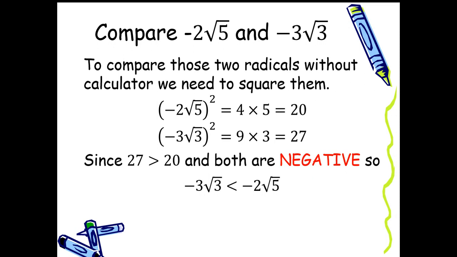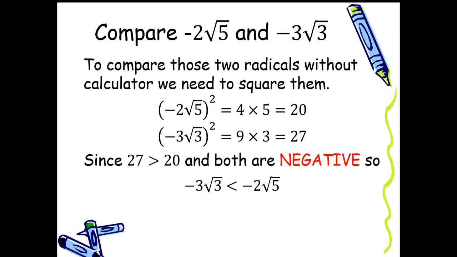And here the same. The 27 is bigger than 20, but it doesn't mean that minus 3 radical 3 is bigger than minus 2 radical 5. No. I need to switch it. So minus 3 radical 3 is not bigger. I will switch it: it is smaller than minus 2 radical 5.